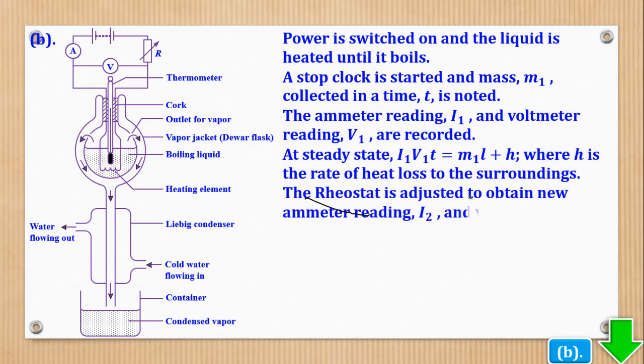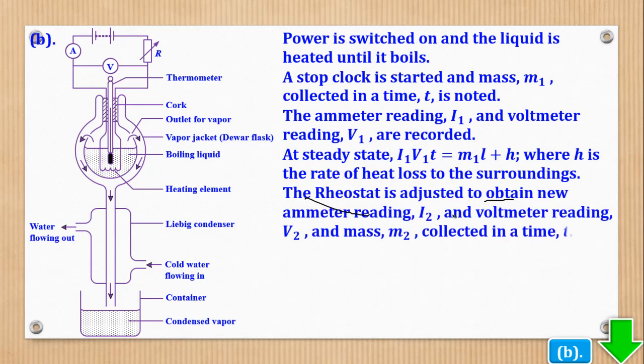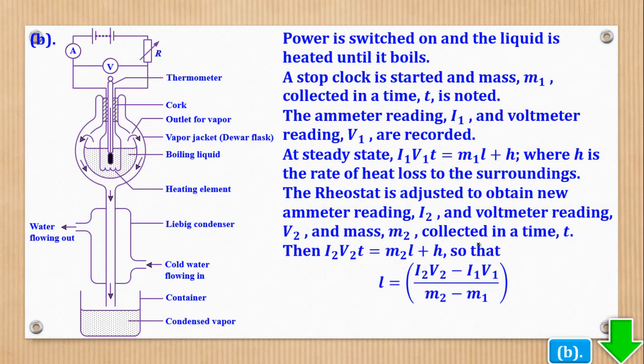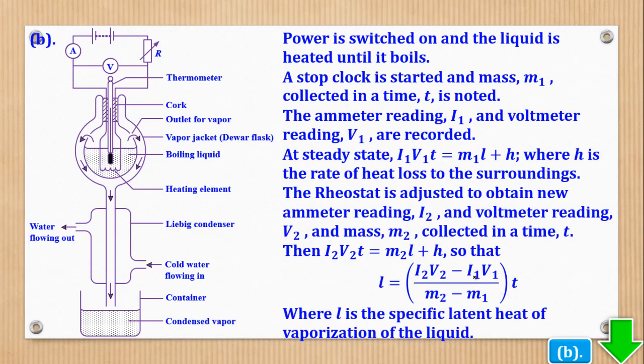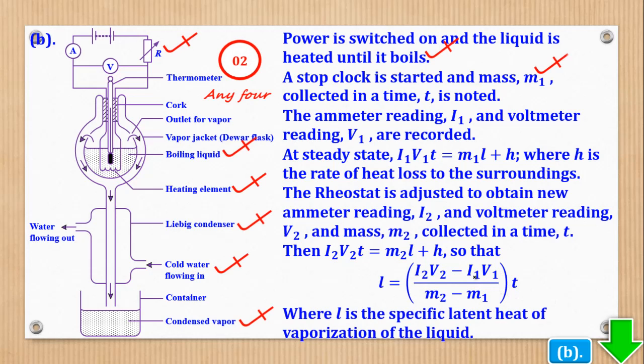So the rheostat is adjusted to obtain a new ammeter reading I2 and voltmeter reading V2 and the mass M2 collected in time t. That means that I2 V2 t is equal to M2 L plus H. And from there, making L the subject, we come up with this, where L is the specific latent heat of vaporization. So that is the electrical method, but you can also use the method of mixtures.